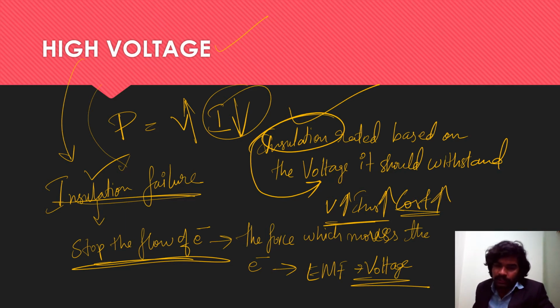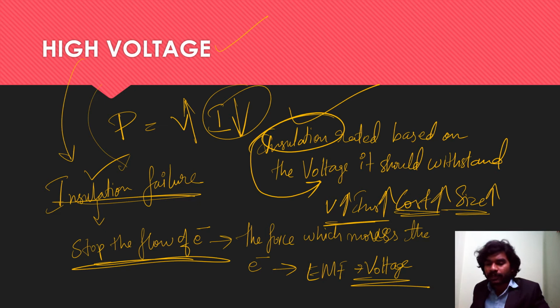And apart from cost, even the size of the machine will increase because insulation is a bulky component. As the voltage increases, it becomes more and more bulky. You need to increase the size of your machine. So this is the effect of increasing voltage in terms of designing an electrical machine. If voltage increases, you have to make sure that your insulation can withstand this voltage also in order to prevent the leakage. And if insulation increases, automatically cost and size of the machine also increase.